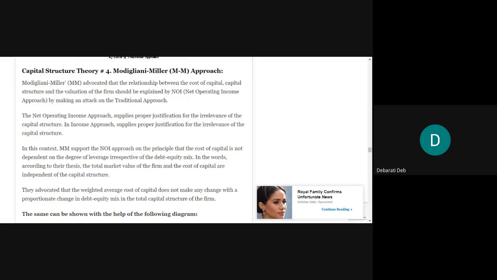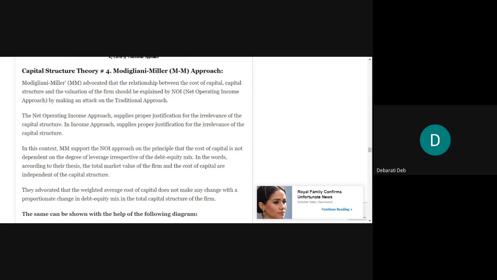These are the names of two persons. Okay, these are the names of two financial analysts who discovered this theory, and this theory has been named after them: Modigliani-Miller approach. In short, we will call it the MM approach. So MM or Modigliani-Miller advocated that the relationship between the cost of capital, capital structure, and the valuation of the firm should be explained by the net operating income approach by making an attack on the traditional approach.